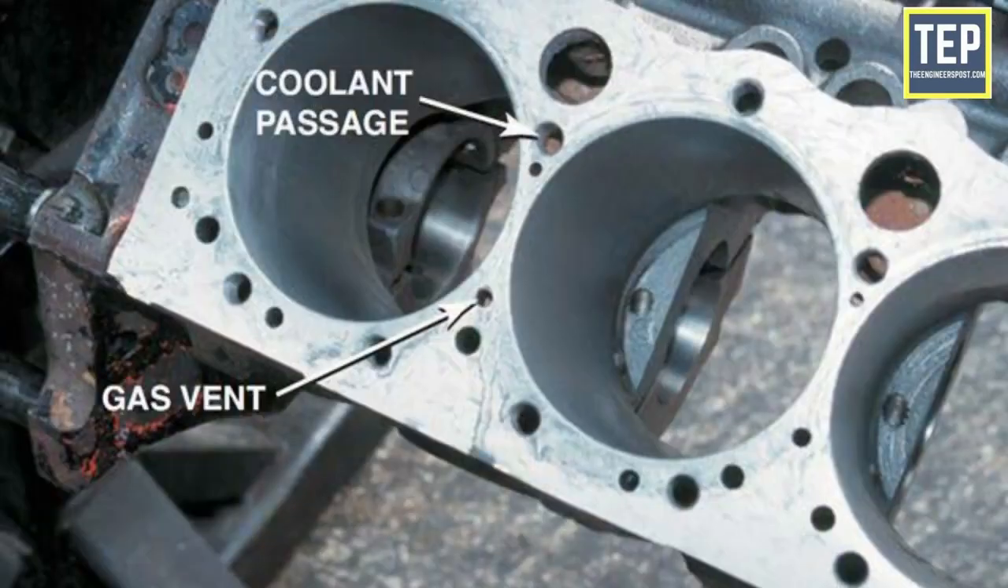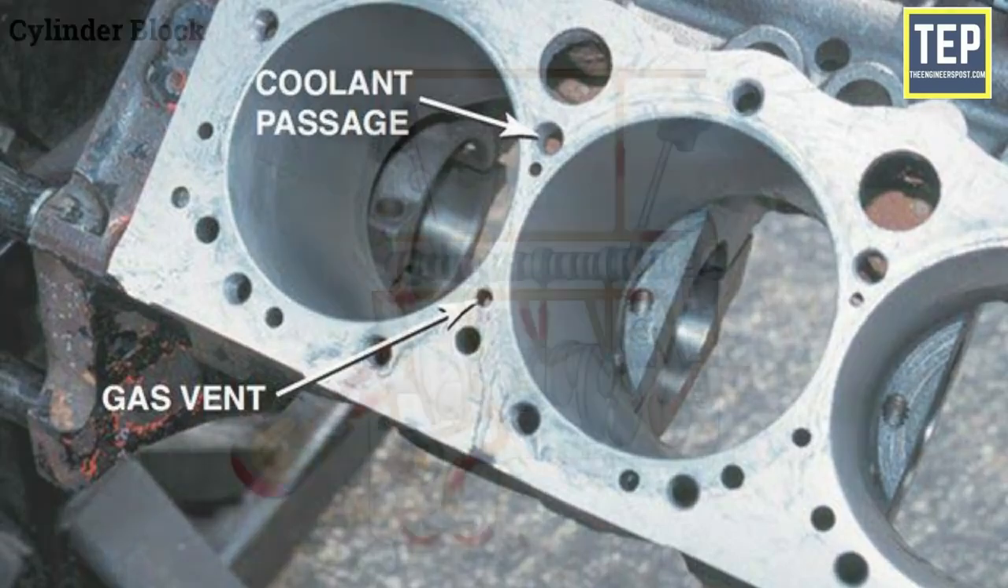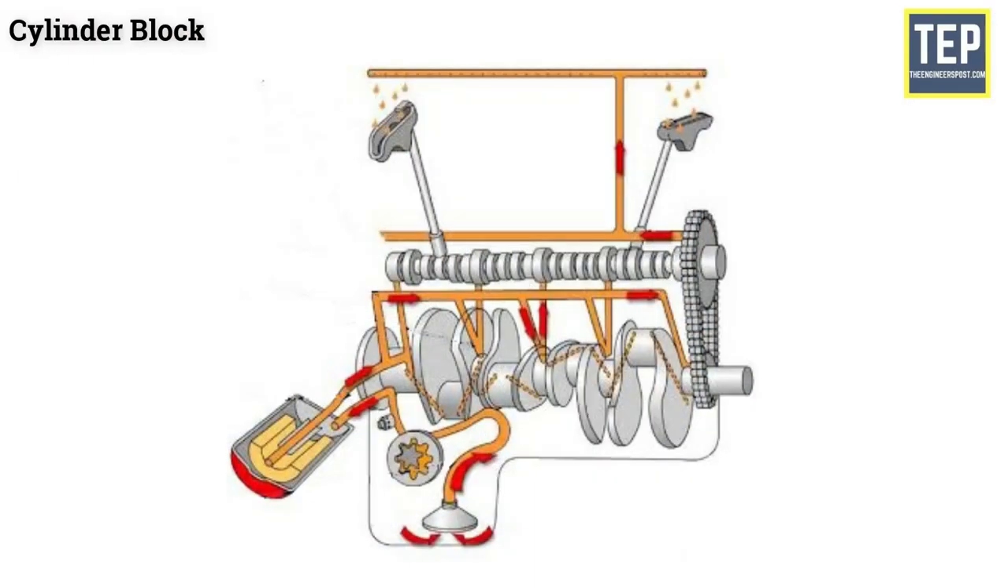Coolant passages are provided in the cylinder walls for the circulation of cooling water. The cylinder block also carries lubrication oil to various components through drilled passages that are called oil galleries.